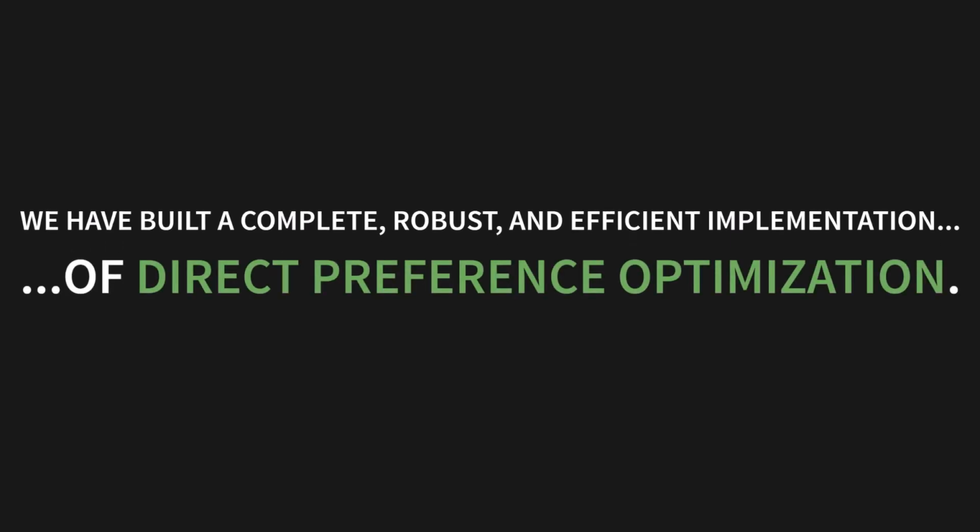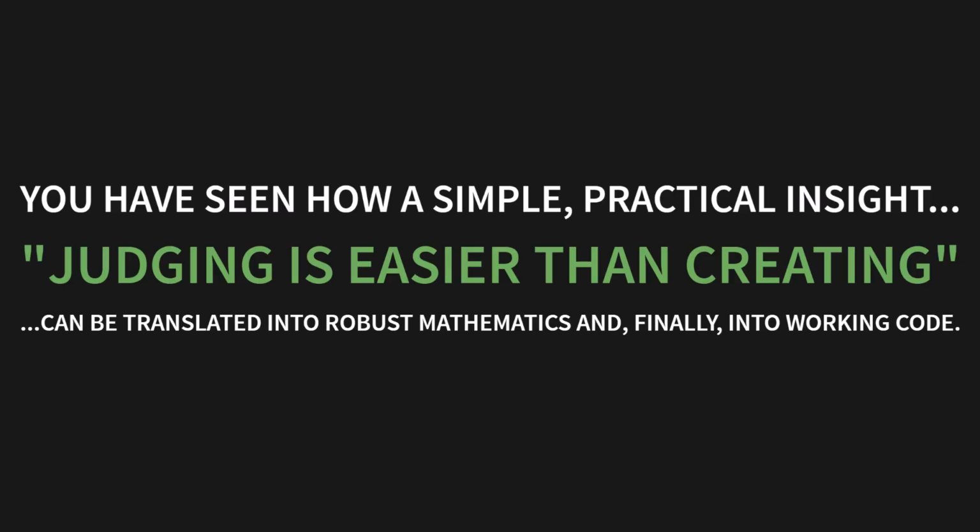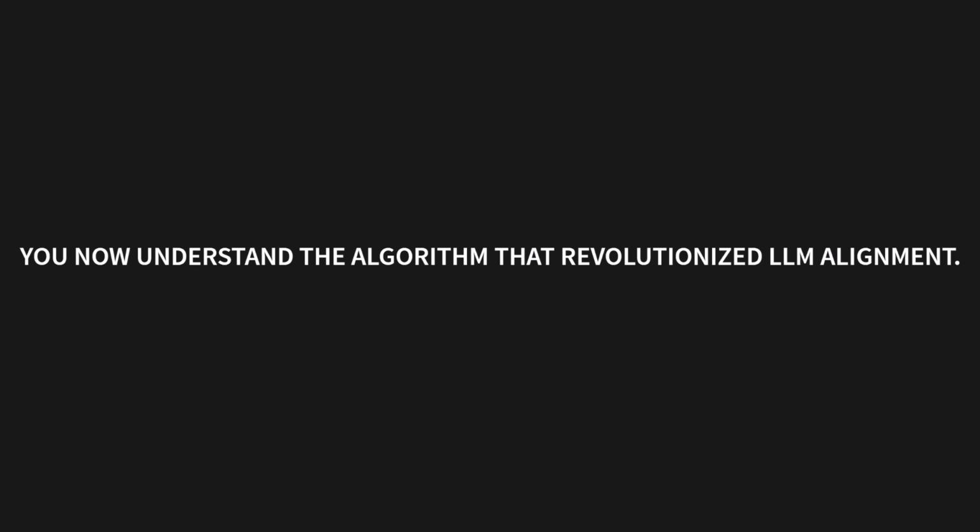We've done it. We have built a complete, robust, and efficient implementation of Direct Preference Optimization. This technique is a cornerstone of modern LLM alignment. It's the engine behind many of the most capable models you use today. You have seen how a simple, practical insight, judging is easier than creating, can be translated into robust mathematics, and finally, into working code. You now understand the algorithm that revolutionized LLM alignment.